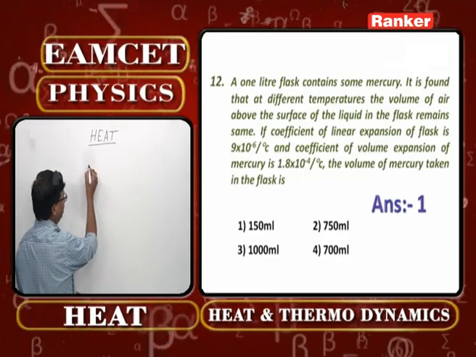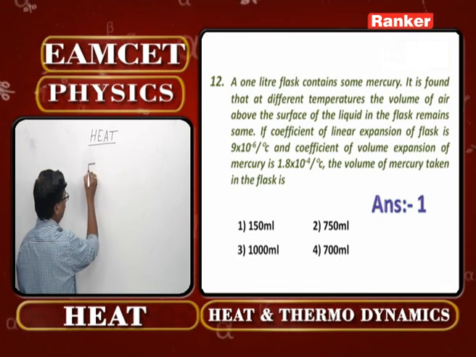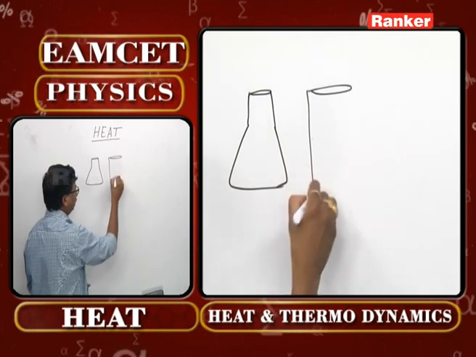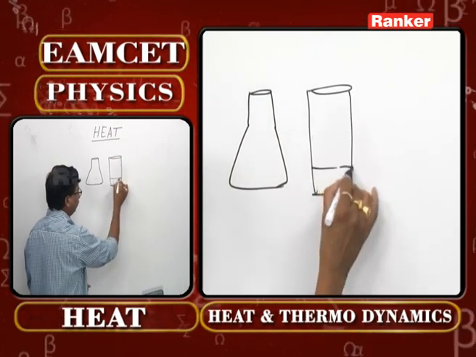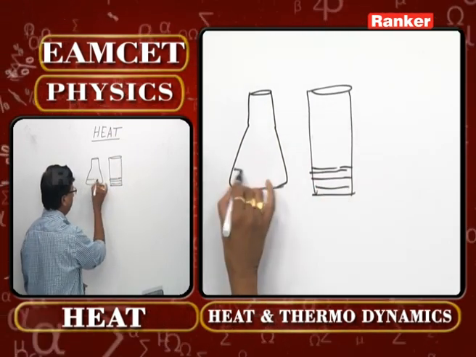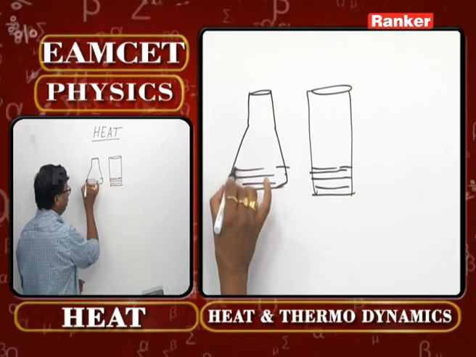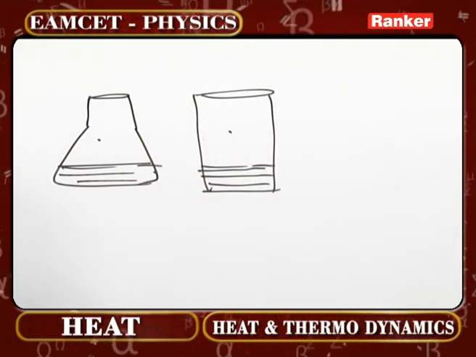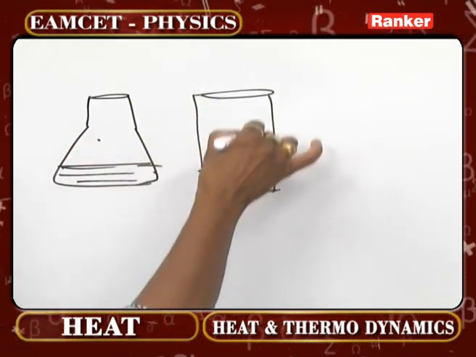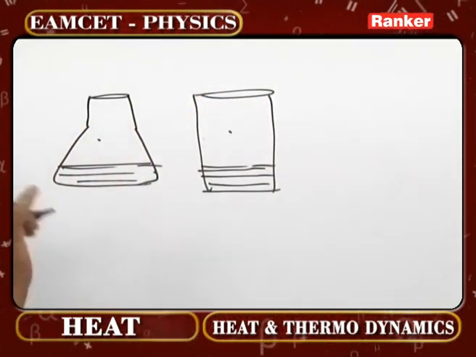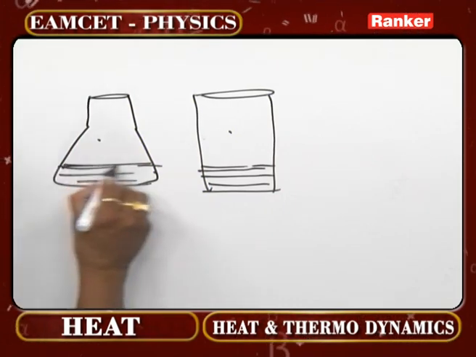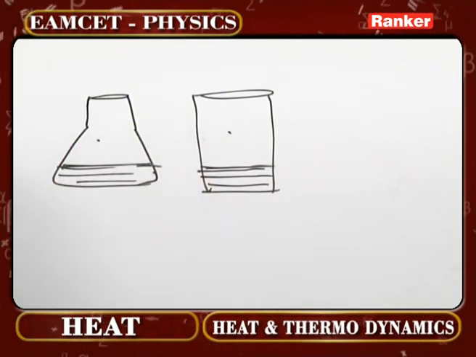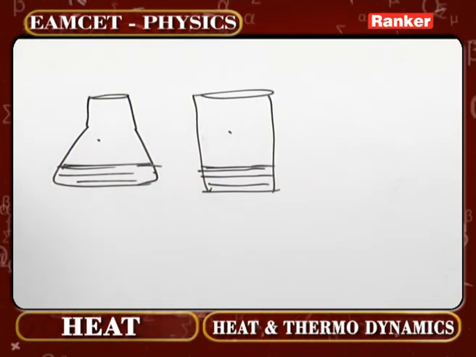Suppose you are taking a flask like this, say a conical flask or a cylindrical vessel, and you have taken some liquid into it. Above this liquid, whatever volume of air you find, at every temperature that particular volume should remain constant. It means the level of this liquid should not vary even when you heat it up or cool it down. That is a logical concept.